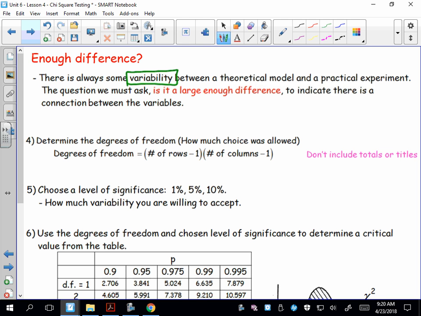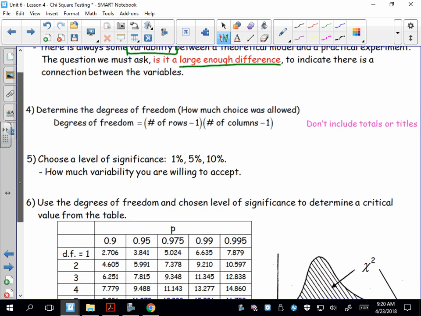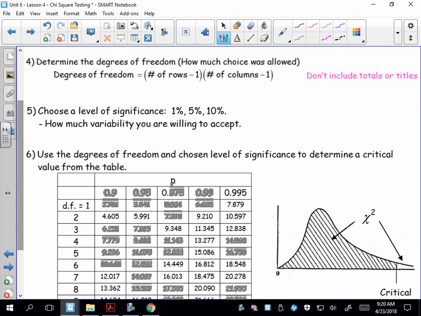Okay, so we did this experiment. We're not going to get exactly 60% of males liking each of the colors. There's going to be some difference. But is it a large enough difference to indicate a relationship? So the rest of the test has a few more parts. What we have to do is we have to figure out, first of all, our degrees of freedom. How much choice was there actually?